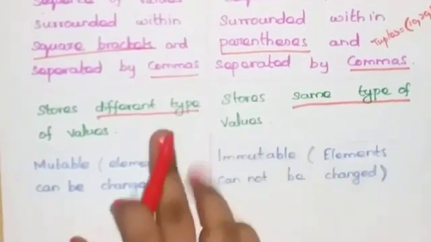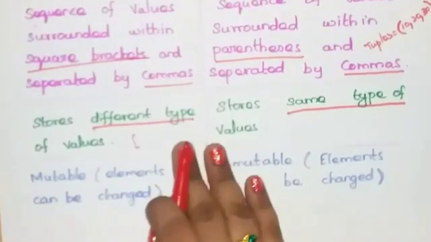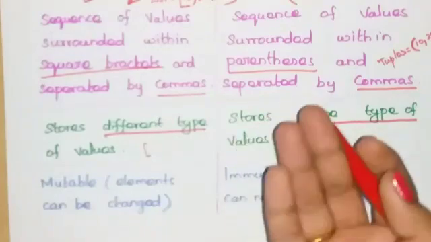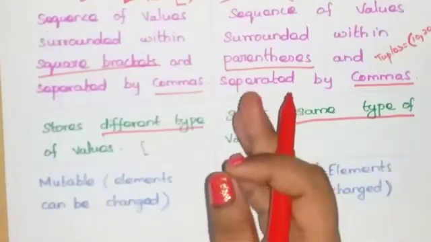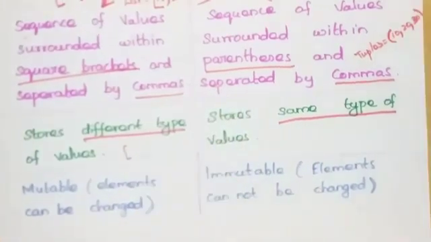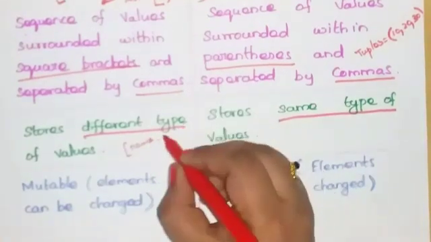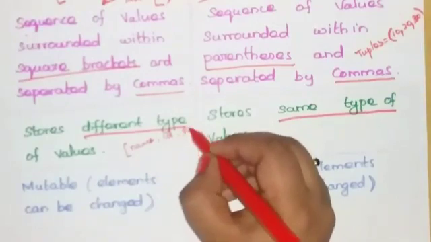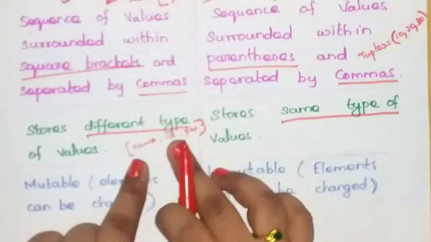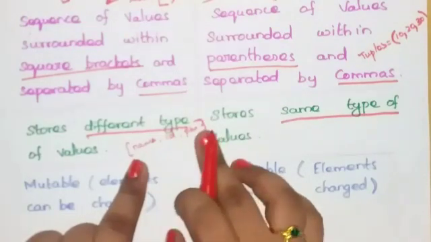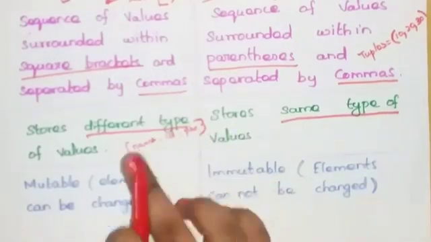Okay, a different type means what? In a list, we can store different types of values. It may be integer type or floating point type or character type and so on. You can store any type of values in a list. For example, suppose you want to store the information about a person. You can write his name, his ID number and his phone number, because here name is a character type, ID is an integer type and phone number is also integer type. So you can store any type of values in a list.